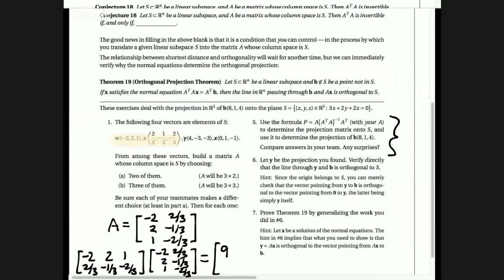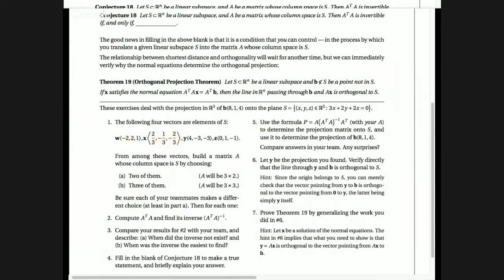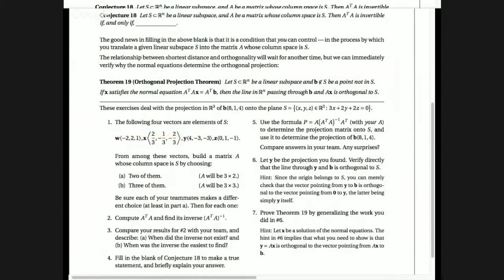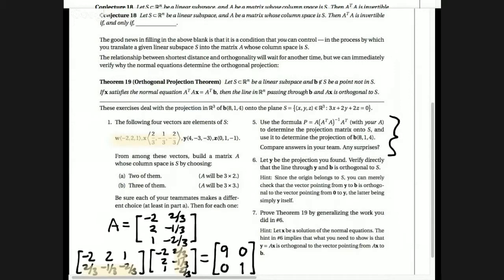-2 times 2/3 is -4/3, -2/3 times -2/3... here I get 0. I'm going to get a 0 down in this entry as well. And then when I multiply across this way, 2/3 times 2/3 is 4/9 plus 1/9 plus 4/9. That's 9/9, and that's 1. So when I choose the vectors W and X to build my matrix A out of, then this is what I get for A transpose A.